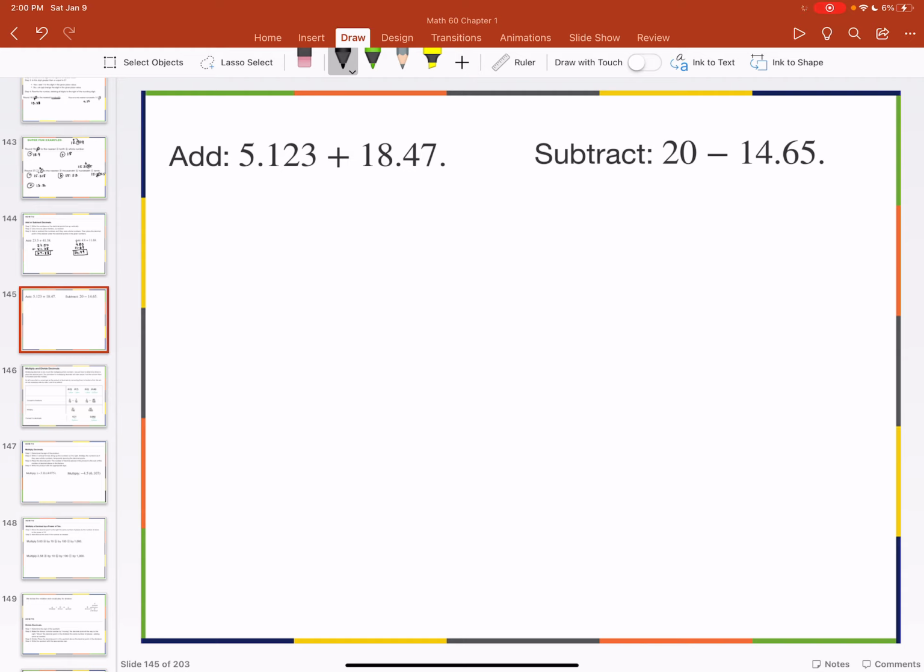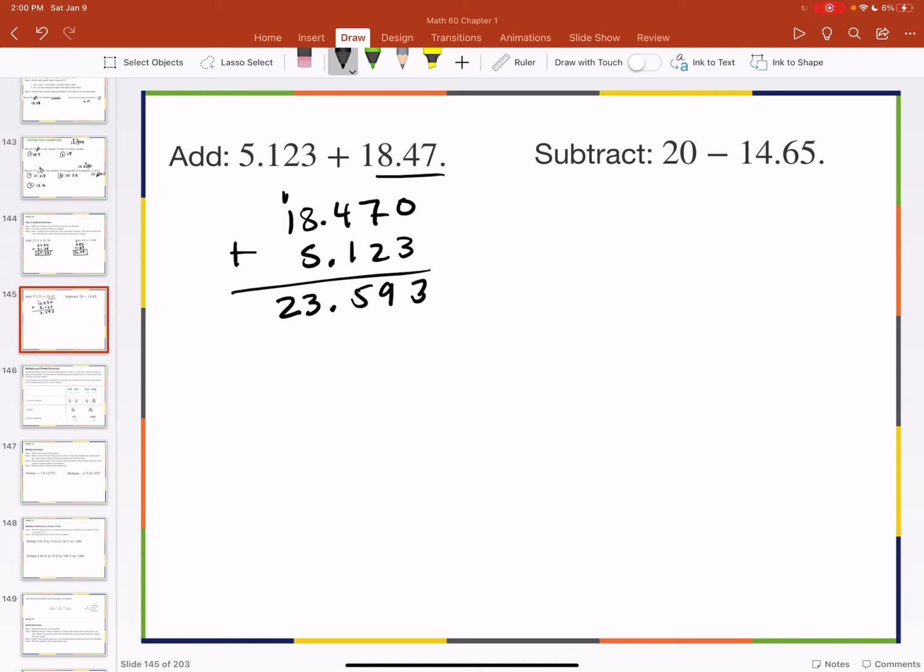Okay, let's do a couple more. I'm going to write the larger one on top, just for funsies. And then 5.123, I'm adding, this is a 0. So I just add straight down because I lined up the decimals. 395, right? Bring down the decimal. This is going to be 13, carry the 1. So 23 and 593 thousandths.